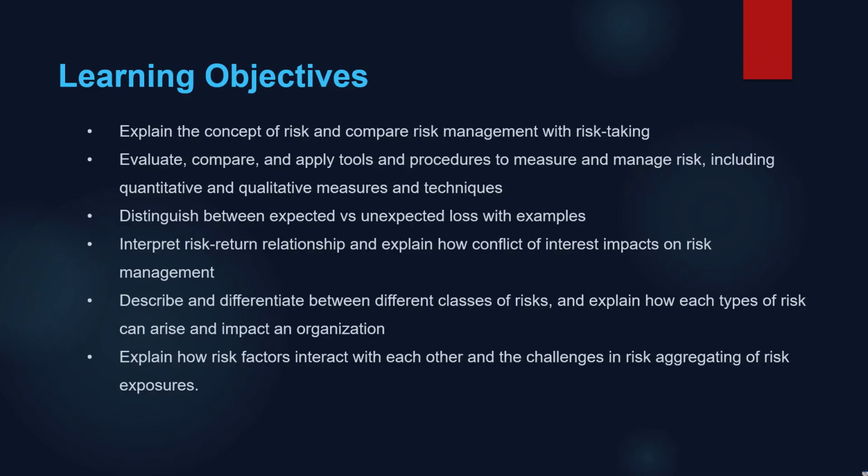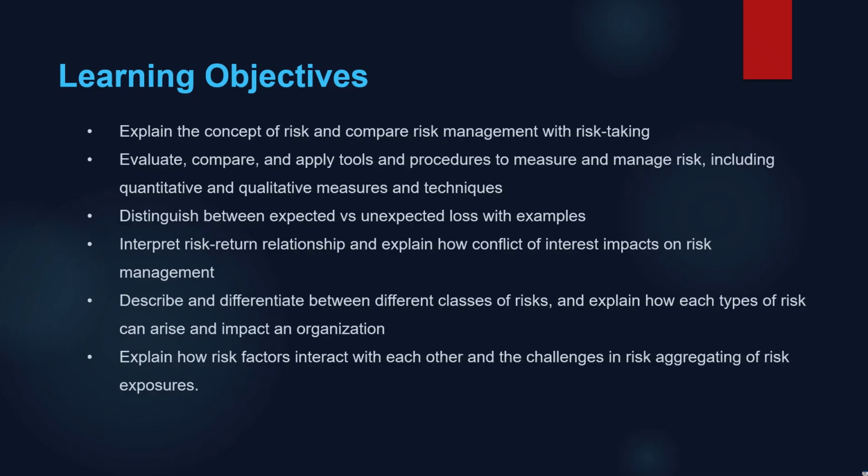This distinction is crucial because financial institutions do both simultaneously. Second, we will evaluate, compare, and apply tools and procedures to measure and manage risk. This includes both quantitative measures like value at risk and, of course, qualitative techniques. Third, we will distinguish between expected versus unexpected loss with practical examples. This concept is fundamental to understanding economic capital requirements. Fourth, we will interpret the risk-return relationship and explain how conflicts of interest can impact risk management. Understanding these dynamics is critical for real-world application.